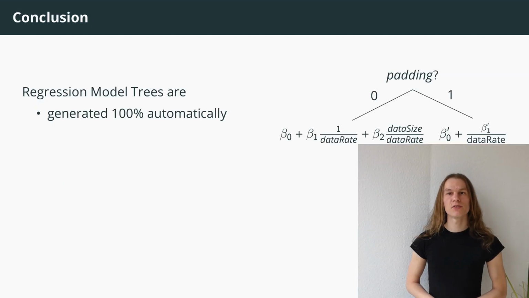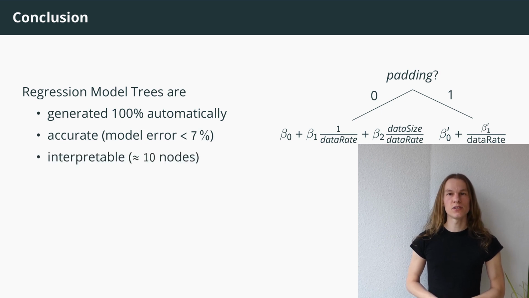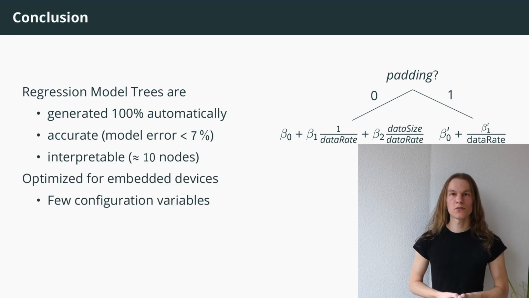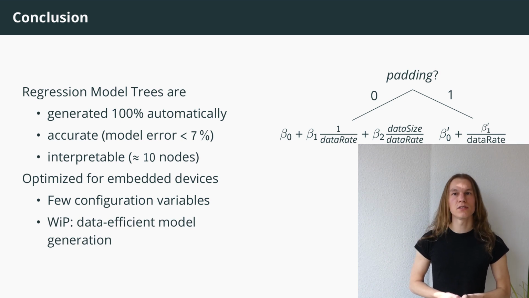In conclusion, I have presented regression model trees, which are generated entirely automatically, are accurate with a model error of less than 7% after cross-validation, and still small enough to be interpretable by humans. Of course, they are not a one-size-fits-all solution, but specifically tailored towards embedded devices with a relatively low dimensional configuration space. Also, currently, regression model tree generation works best when performing an exhaustive state space exploration. However, there is literature concerning data-efficient generation of classification and regression trees, and we are confident that it can also be applied to regression model trees.